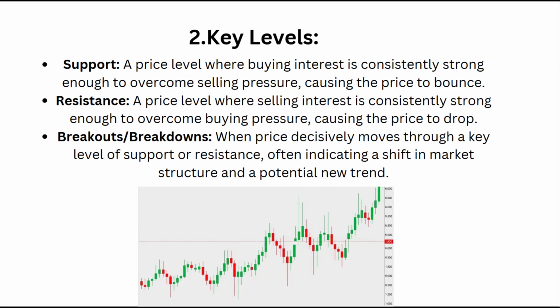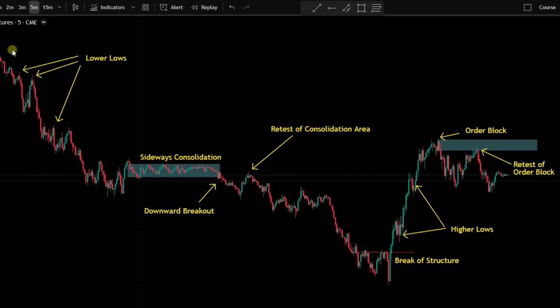So let's go over to the charts and I'll show you this in action. Okay, here we have the S&P 500 5-minute chart, and we have a lot of the components of market structure here, and I have marked them out. So let's start from left to right, and we'll go over everything. As you can see, we have a clear downtrend over on the left side.